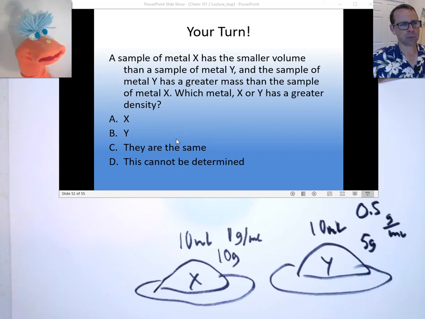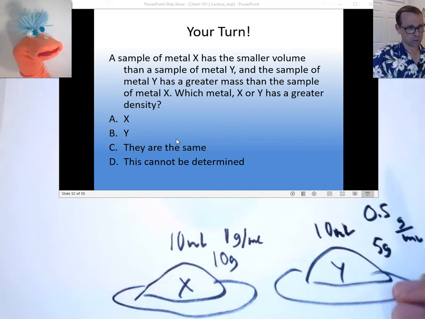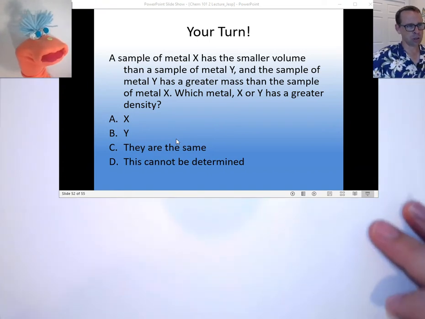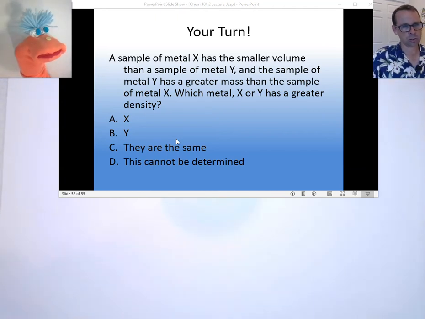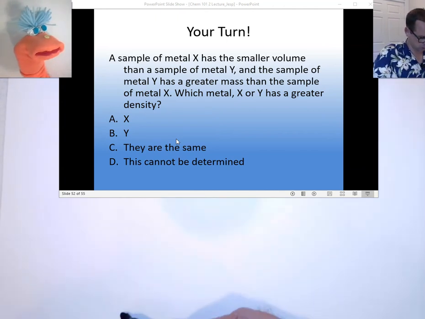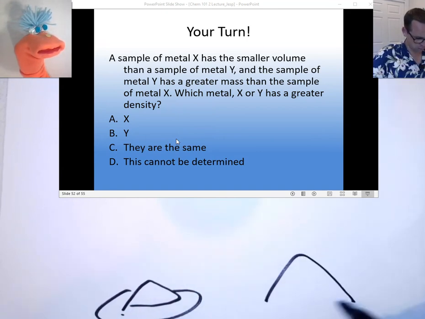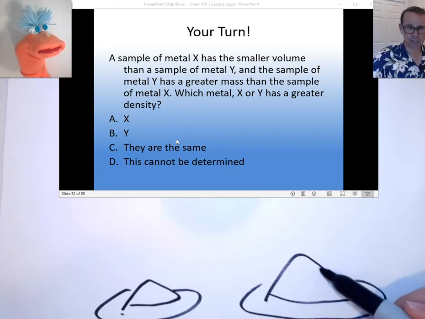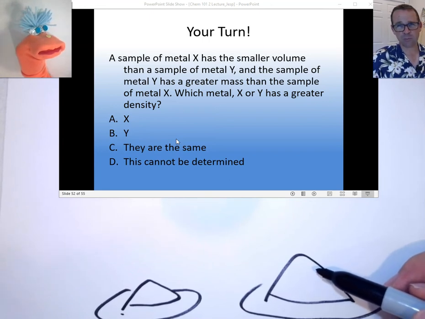Okay, very good. Third one. Again? Yeah, third one. Okay, so X has a smaller volume this time, and Y has a greater mass. Very good. So X has a smaller volume than Y, and Y has a greater mass. So do you want to give me some masses?